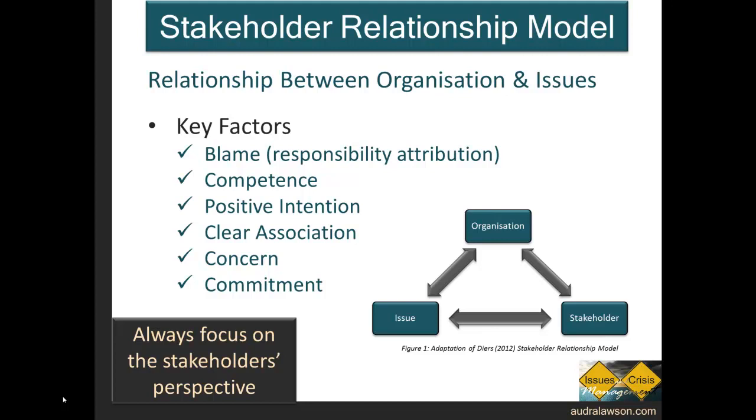Fourth, finally, a clear association also matters. If stakeholders believe there is a clear association between the issue and the organization's core business or mission, then it's also important. In the case of corporate social responsibility, for example, if an organization does CSR work that's directly related to their core business or their core mission, then it yields more benefits. Likewise, in the stakeholder relationship model, when stakeholders see a clear association between an organization and an issue, it's certainly an issue that the organization has to be monitoring.